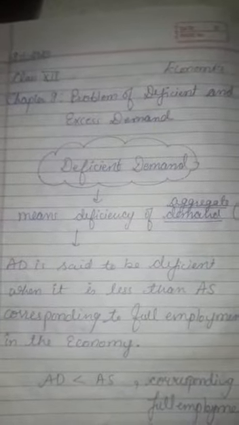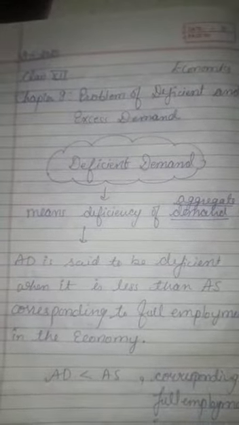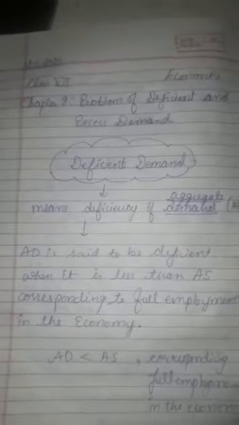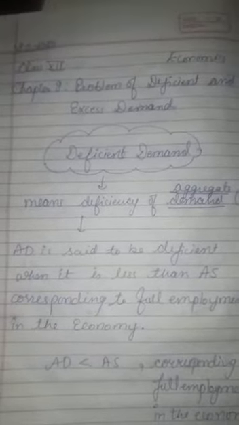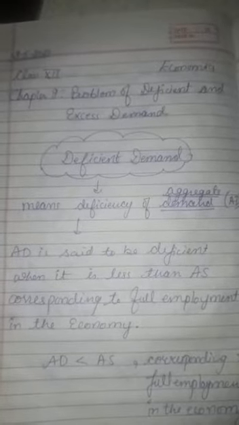Today we are going to do the next topic of chapter 9, that is deficient demand. Deficient demand means deficiency of aggregate demand, that is AD. AD, we know very well, refers to the planned aggregate demand in an economy by all the households or consumers. AD is said to be deficient when it is less than AS, corresponding to full employment in the economy.